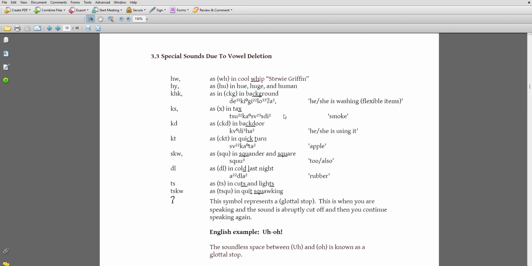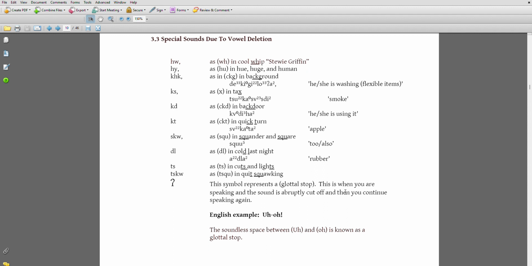TSKW as in quit squawking. And then here, this symbol here is called a glottal stop. This is when you're speaking and the sound is abruptly cut off, and then you continue speaking again. So an English example would be uh-oh, but it's also found in glottal T's where you don't actually say the T. So like when you say, what are you doing? You're not actually saying T, you're saying what are you doing?